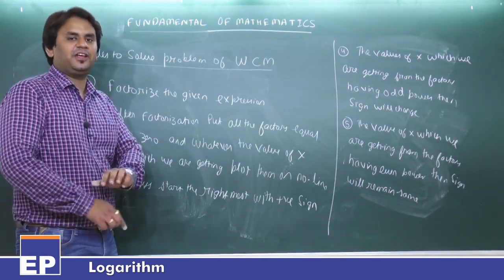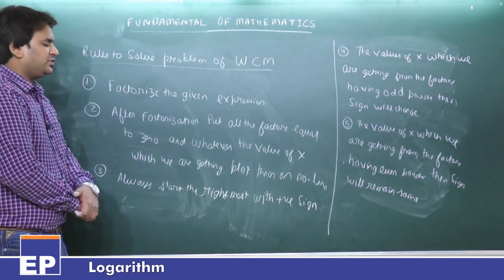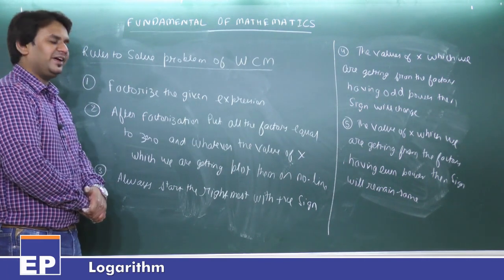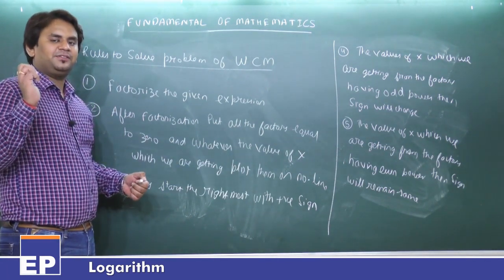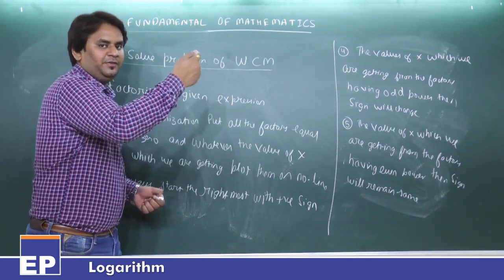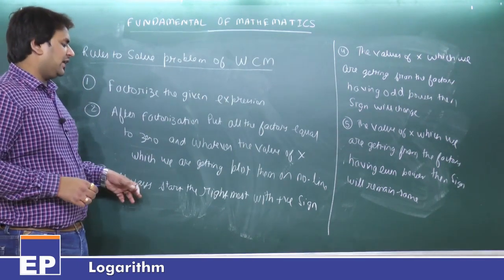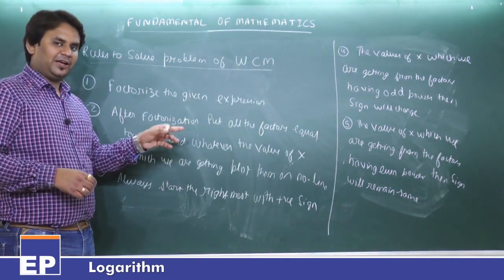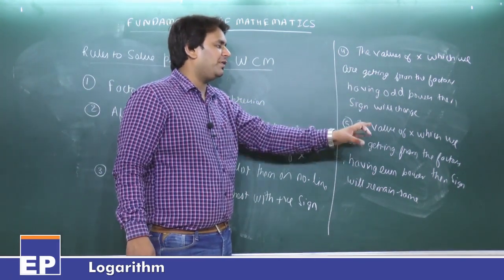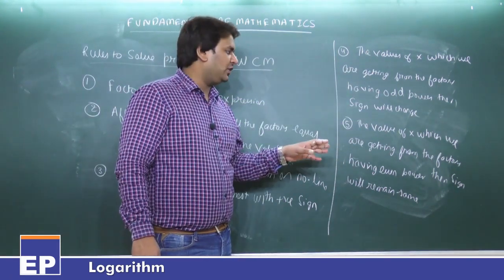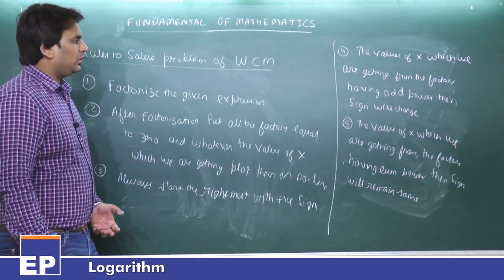First is factorize the given expression. Second is after factorization, put all the factors equal to 0 and whatever the value of x which we are getting, plot them on number line. You know what is number line? In number line, it starts from minus infinity and ends at infinity. Between 0 will come here negative integer and positive integer. Always start the rightmost side with positive sign. That I will tell you how to start. The next is the value of x which we are getting from the factors having odd power, then sign will change. I will let you know with the question, and the next point also I will let you know with the question. Write down all the points.